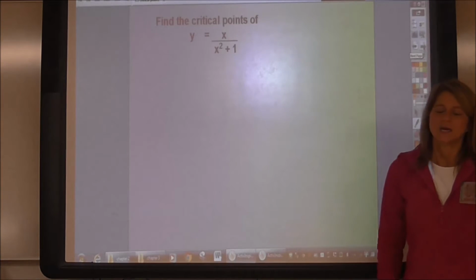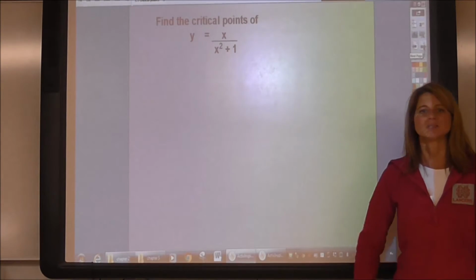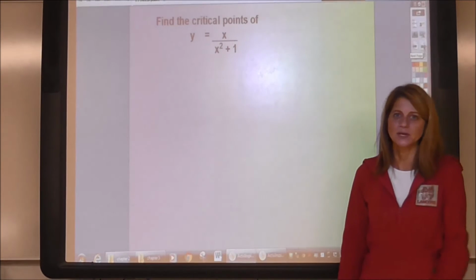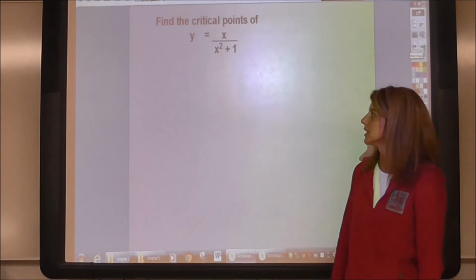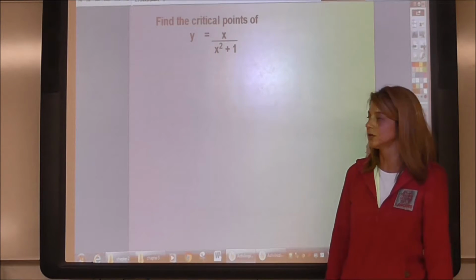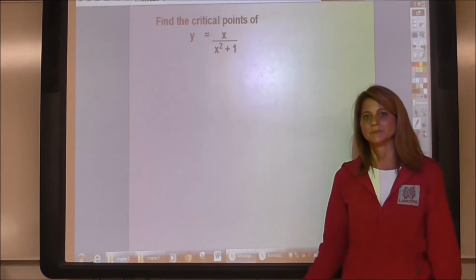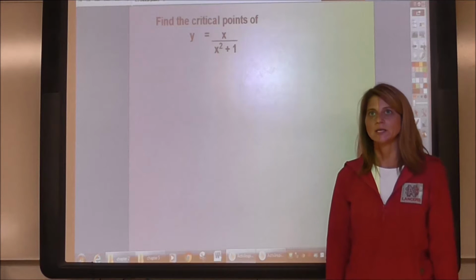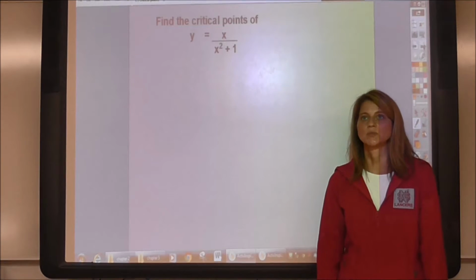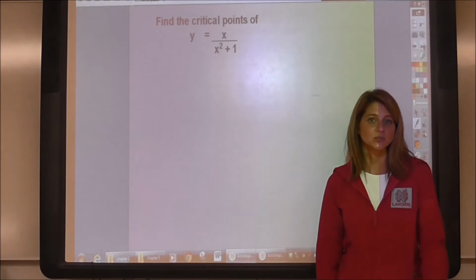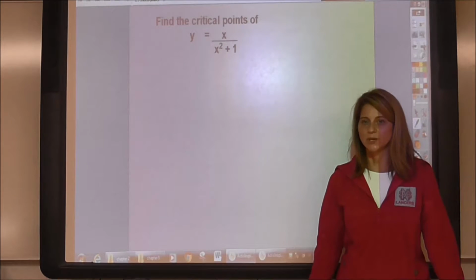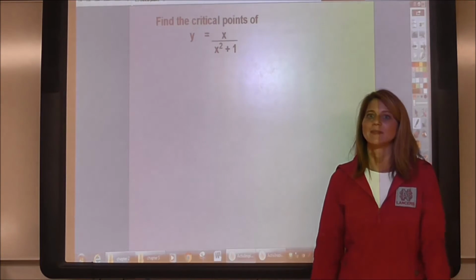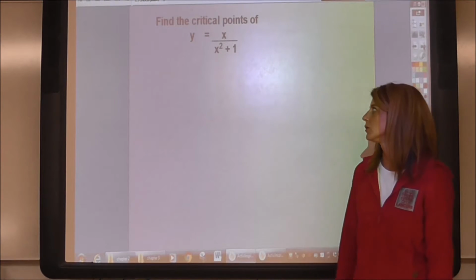All right. So now it looks a little more difficult, just a little, not much. Find the critical points of y equals x over x squared plus 1. So y equals x over x squared plus 1. You know me, I'm very concerned about endpoints, so go look on here. Do you have any endpoints? There are no endpoints on here. No, there are no endpoints.